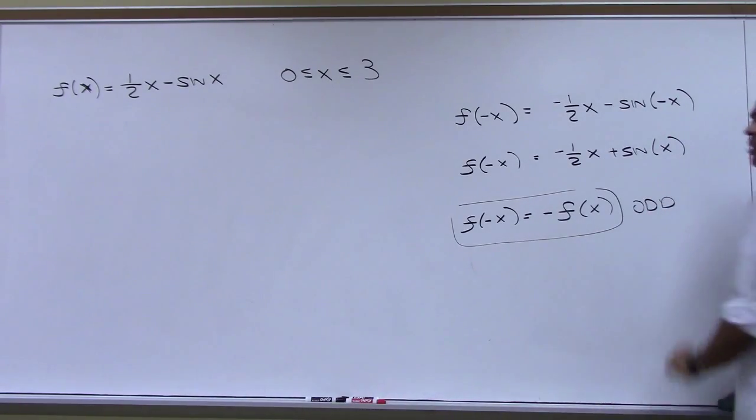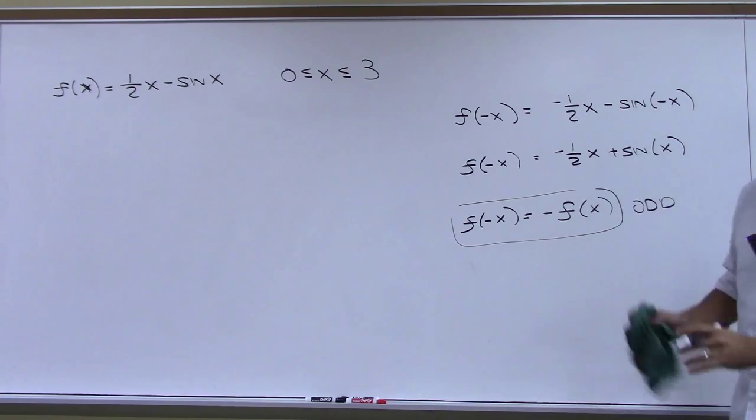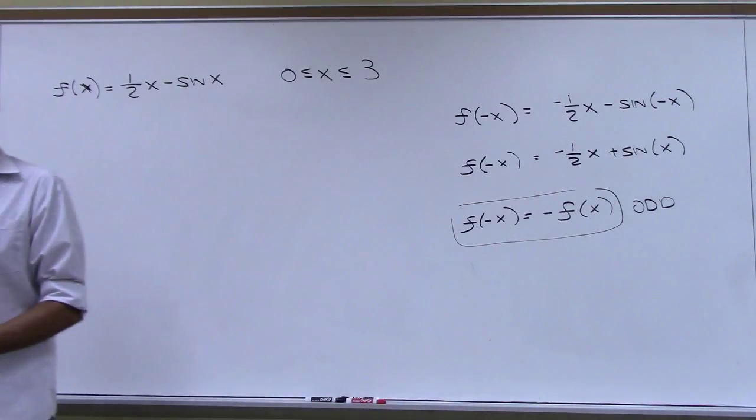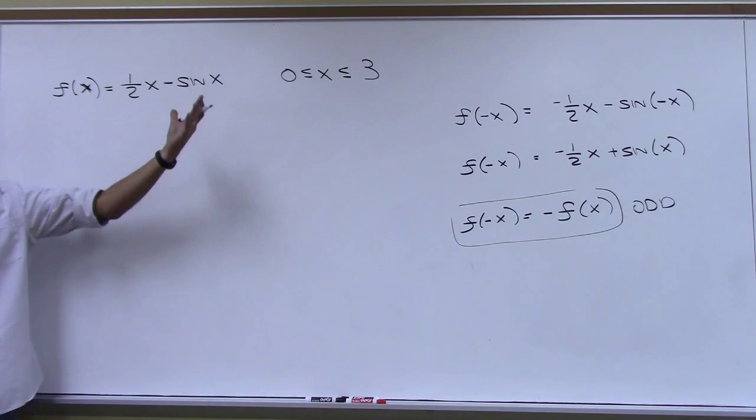And that means it's symmetric over the origin. So it's a double reflection. When I graph it, that's what should happen. But the thing is, I'm not even going to look on the other side, am I? Because I'm only graphing between 0 and 3.